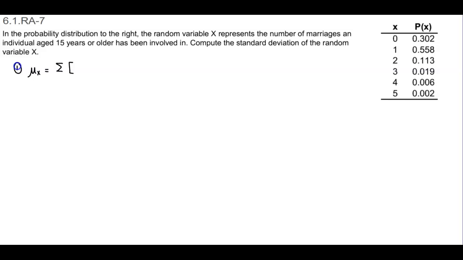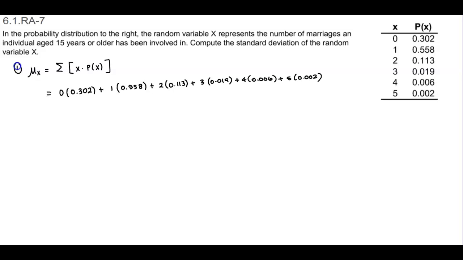Recall that the formula to find the mean is equal to the sum of the values of x times the probability of x. So we take 0, which is a value of x, and multiply by its probability, 0.302. Plus 1 times 0.558, plus 2 times 0.113, plus 3 times 0.019, plus 4 times 0.006, and then plus 5 times 0.002. When we multiply that all together, we end up getting 0.875 marriages. So the mean is 0.875 marriages.